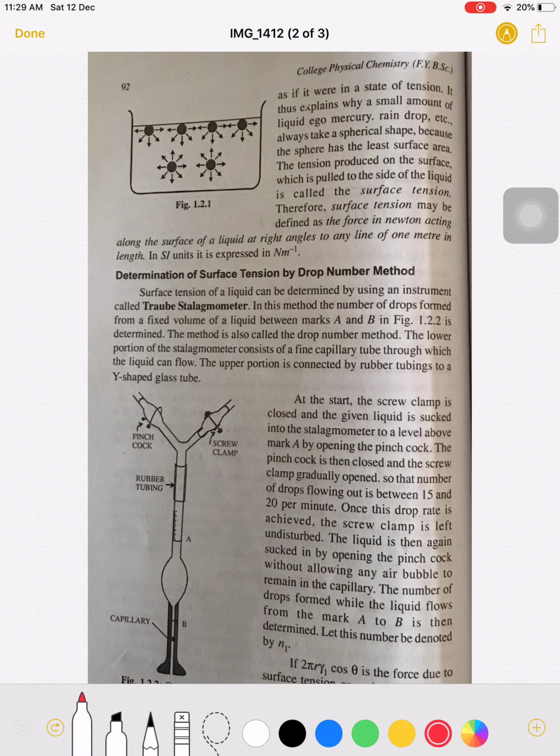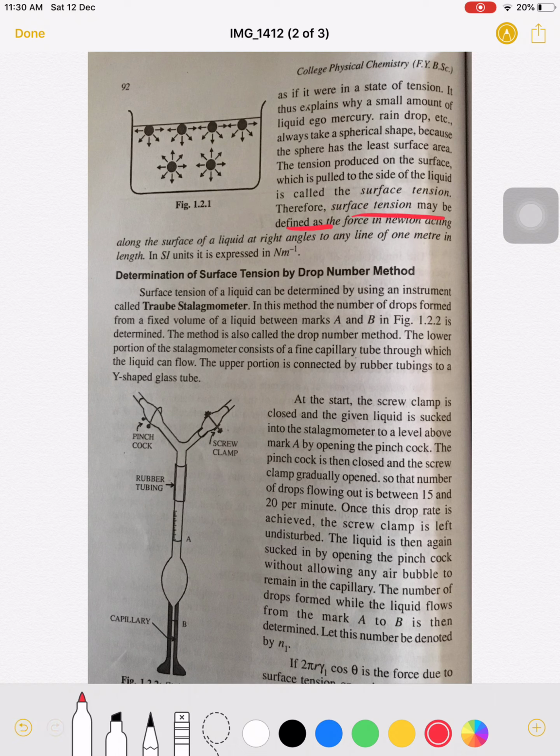So this explanation tells us why a small amount of liquid, that is mercury, or a raindrop always takes a spherical shape. This is because the sphere has the least surface area, and because of that the liquid drops are always in a spherical shape. The tension produced on the surface which is pulled to the side of liquid is called surface tension. Now see here what is meant by surface tension. The tension produced on the surface which is pulled to the side of liquid is called surface tension.